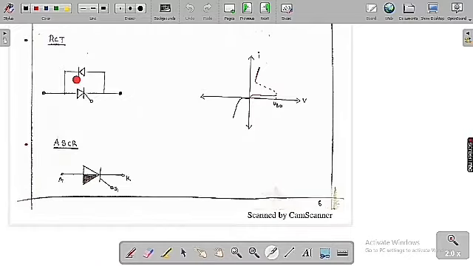Now we'll discuss the RCT. RCT is called the reverse conducting thyristor. Reverse conducting thyristor means here there is a thyristor, but anti-parallel we keep a diode. So this is called the reverse conducting thyristor.